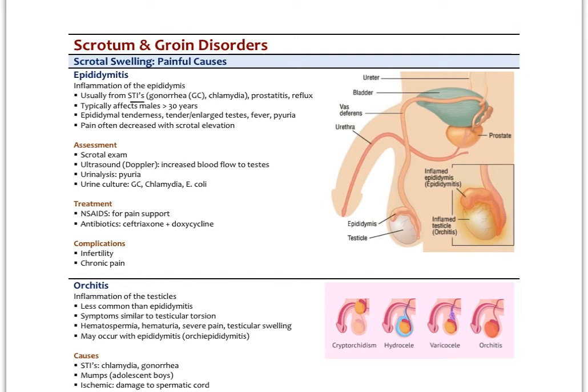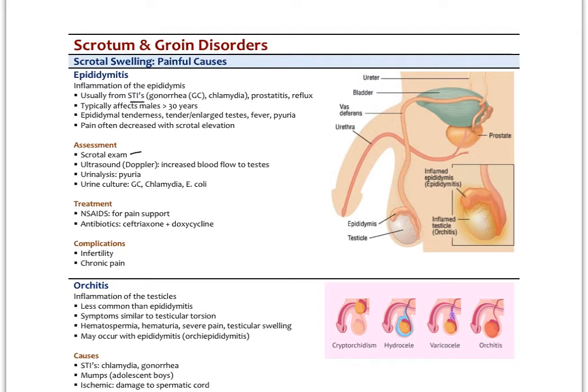prostatitis or reflux. So typically it affects males over 30, and we're going to see epididymal tenderness, tender and large testes potentially, fever, pyuria, presence of pus and or white blood cells in the urine, and pain is often decreased with scrotal elevation. So the testes hanging down, the scrotum hanging down, puts more pressure on the epididymis, and that can exacerbate the pain.